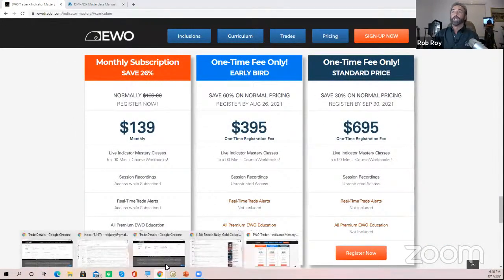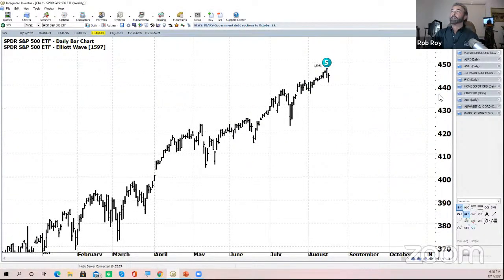So a couple of housekeeping things that we wanted to go through before we get into the markets. So now let's take a look at the markets.